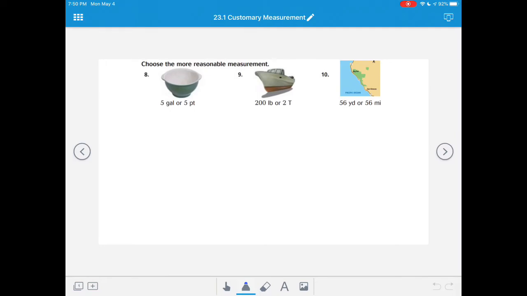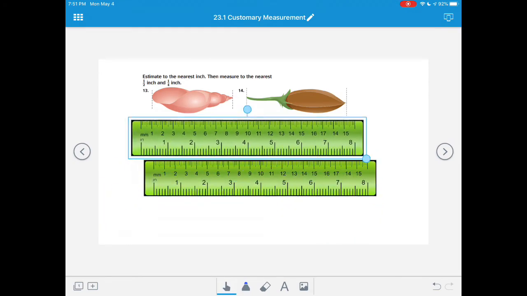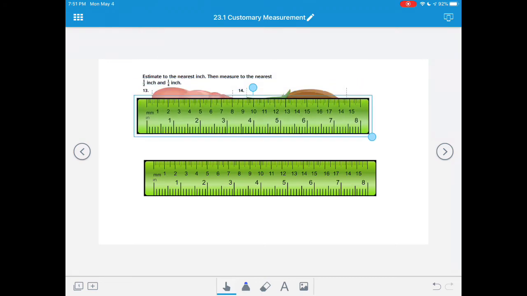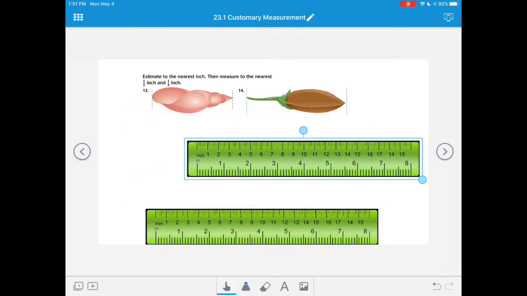All right, so we are going to now begin on the next part, which will be actually doing some measurement. Now, if you don't have a ruler at home, this is going to be challenging for you to do. So if you do not have a ruler, you can feel free to skip this section on your assignment. But if you do have a ruler, I want to show you how to measure correctly.